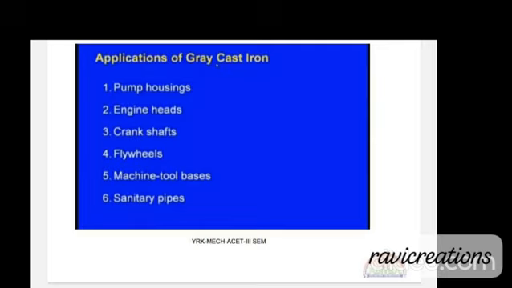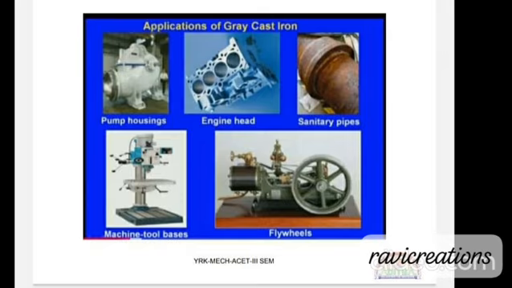Next, coming to the applications of gray cast iron. These gray cast irons are used in pump housings, engine heads, crankshafts, flywheels, machine tool bases, and sanitary pipes. These are some applications of gray cast iron. Observe these diagrams: pump housings, engine head, sanitary pipes, machine tool bases, flywheels. This is a brief explanation about gray cast iron.